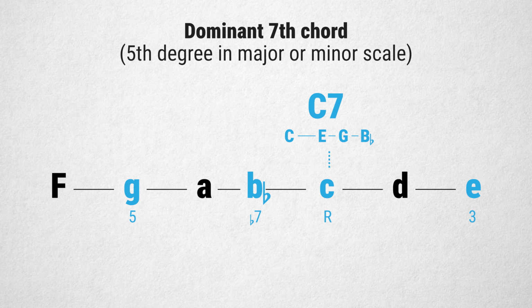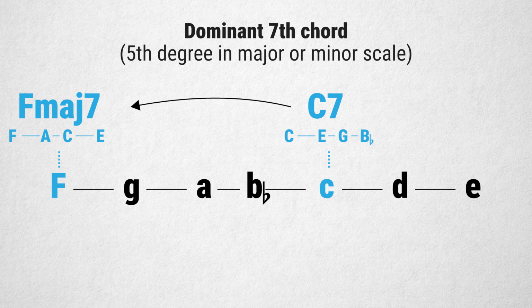Now the dominant 7th chord is a typical chord on the 5th degree of a major key and sometimes also a minor key. It wants to resolve to the tonic chord. And the reason for this is that the dominant 7th chord has a built-in unstable dissonant tritone between the major third and the minor 7th degree.